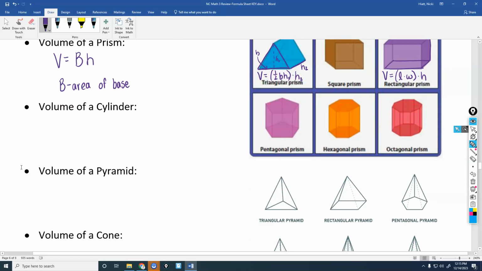All right, so volume of a cylinder is really the same as a prism, because what is the shape for your base for a cylinder? Circle. And what is the area of a circle? Pi r squared. So pi r squared is the area of your base multiplied by height.